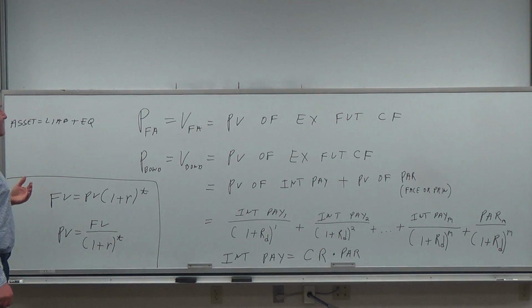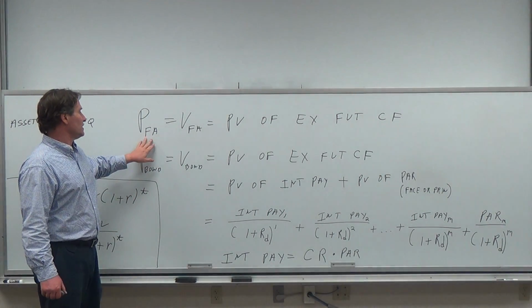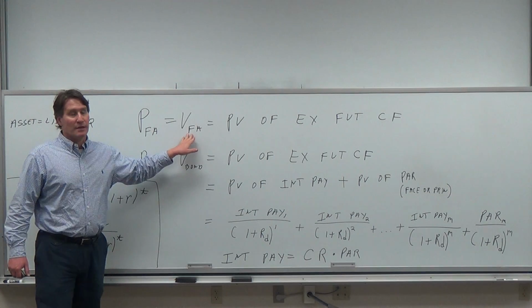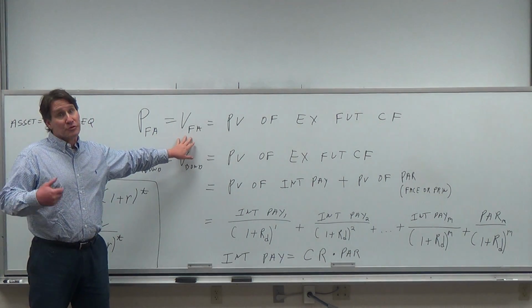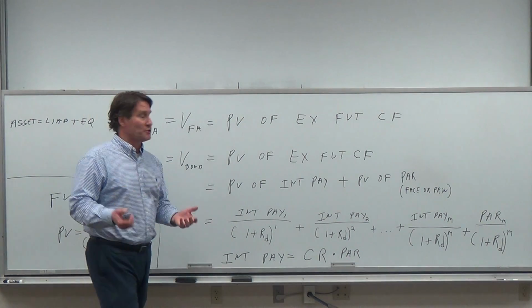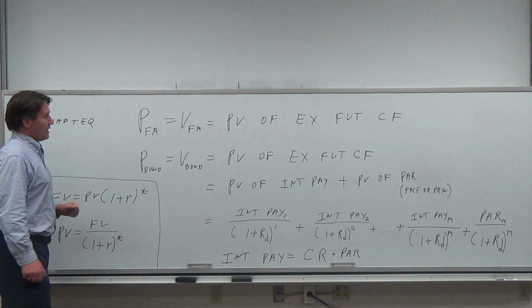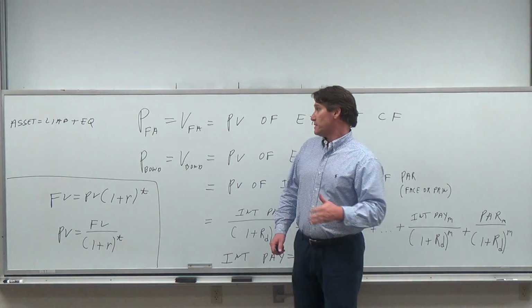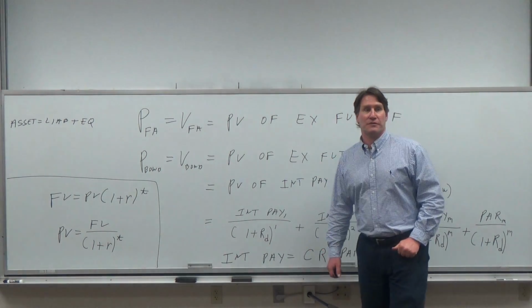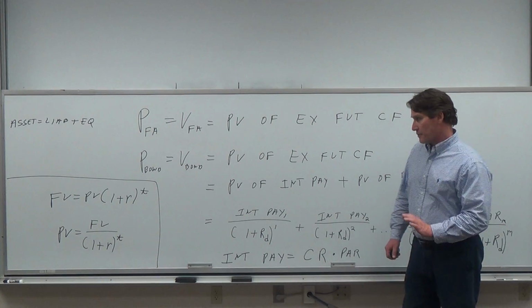So how do we price any financial asset? Well, what we're willing to pay for it is what it's worth. So the price of a financial asset, I'm going to argue, is equal to the value of the financial asset. That's what you're willing to pay for the value. It's the present value of expected future cash flows. You calculate the present value of cash flows. So we look at expected future cash flows and discount those back.